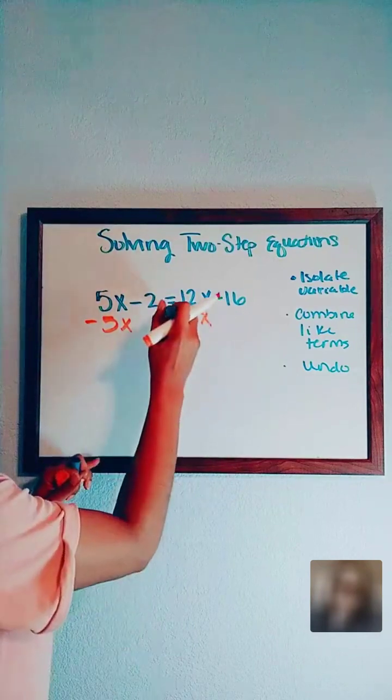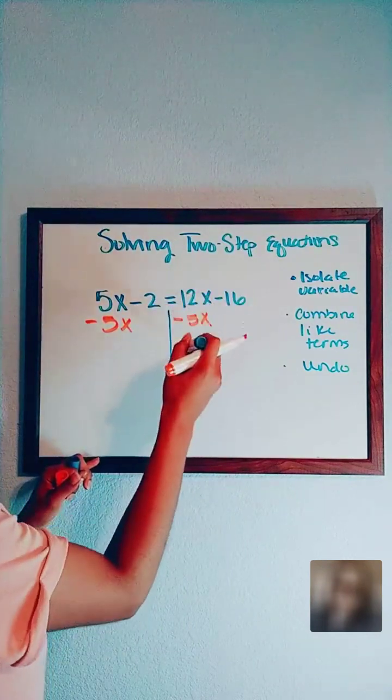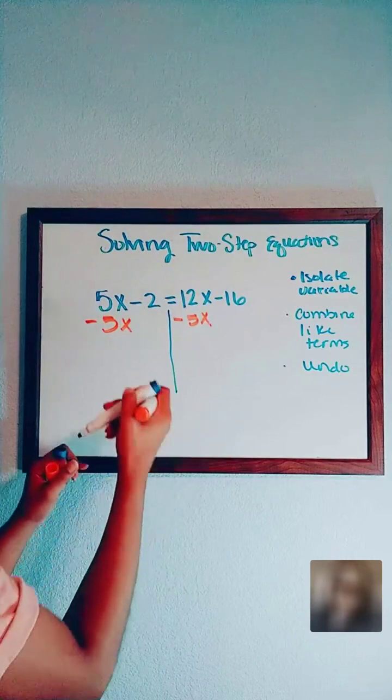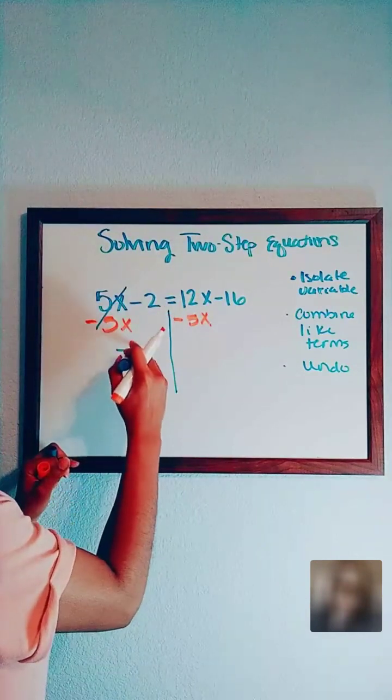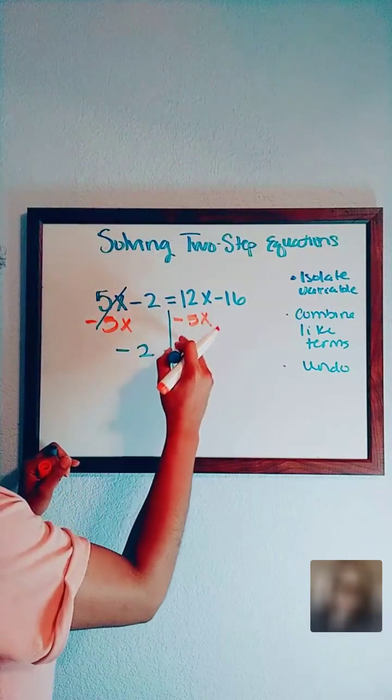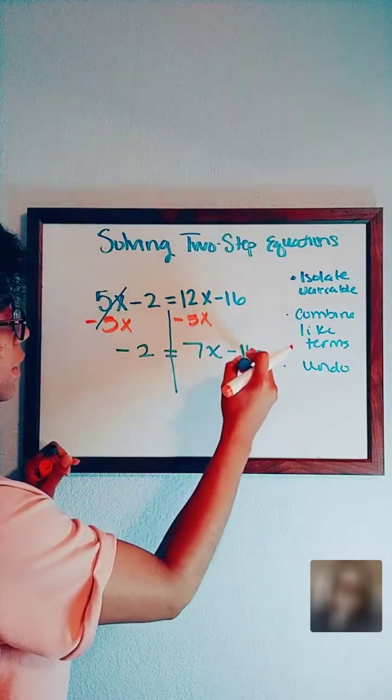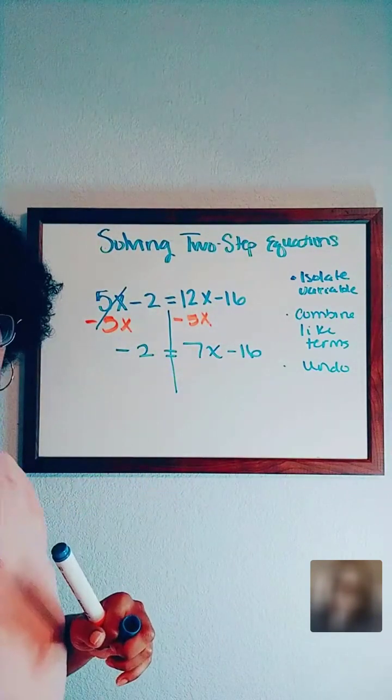So that's going to, and if you need to do this to show that this is two different sides, y'all, go ahead and make sure you draw a line. So that's going to end up giving me 7x is equal to 12 minus 5, which is 7, minus 16. All right, so my next step is to do what?